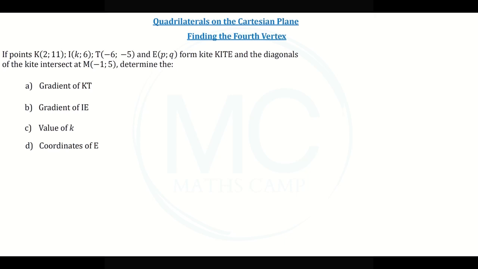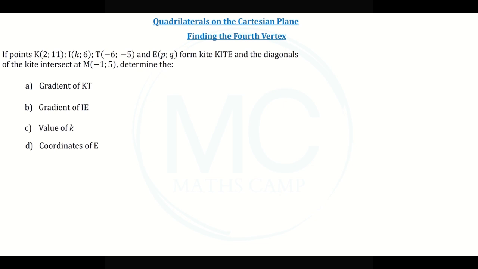If points K, I, T, and E form the kite KITE, and the diagonals of the kite intersect at M, determine A, the gradient of KT, B, the gradient of IE, C, the value of k, and D, the coordinates of E.